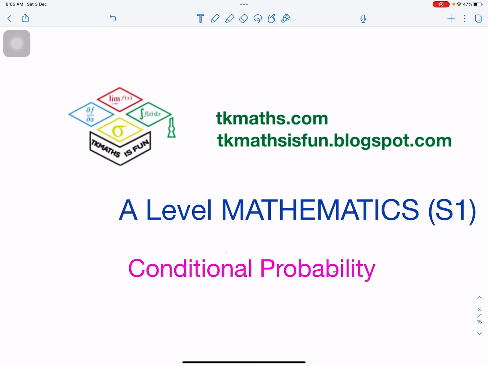In today's video, we will solve a question on conditional probability and it will help you to understand the concept.